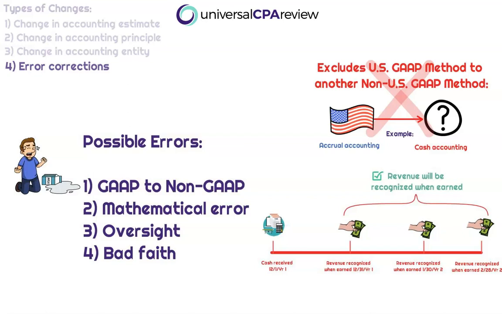All right, so that's not a change in accounting principle, right? It's not a justified change. This is an error. On the surface, it might seem like a change in accounting principle because we're changing from one accounting method to another, but that's not going to be the case. It has to be GAAP to GAAP to be considered a change in accounting principle. If it is GAAP to non-GAAP, it's an error.